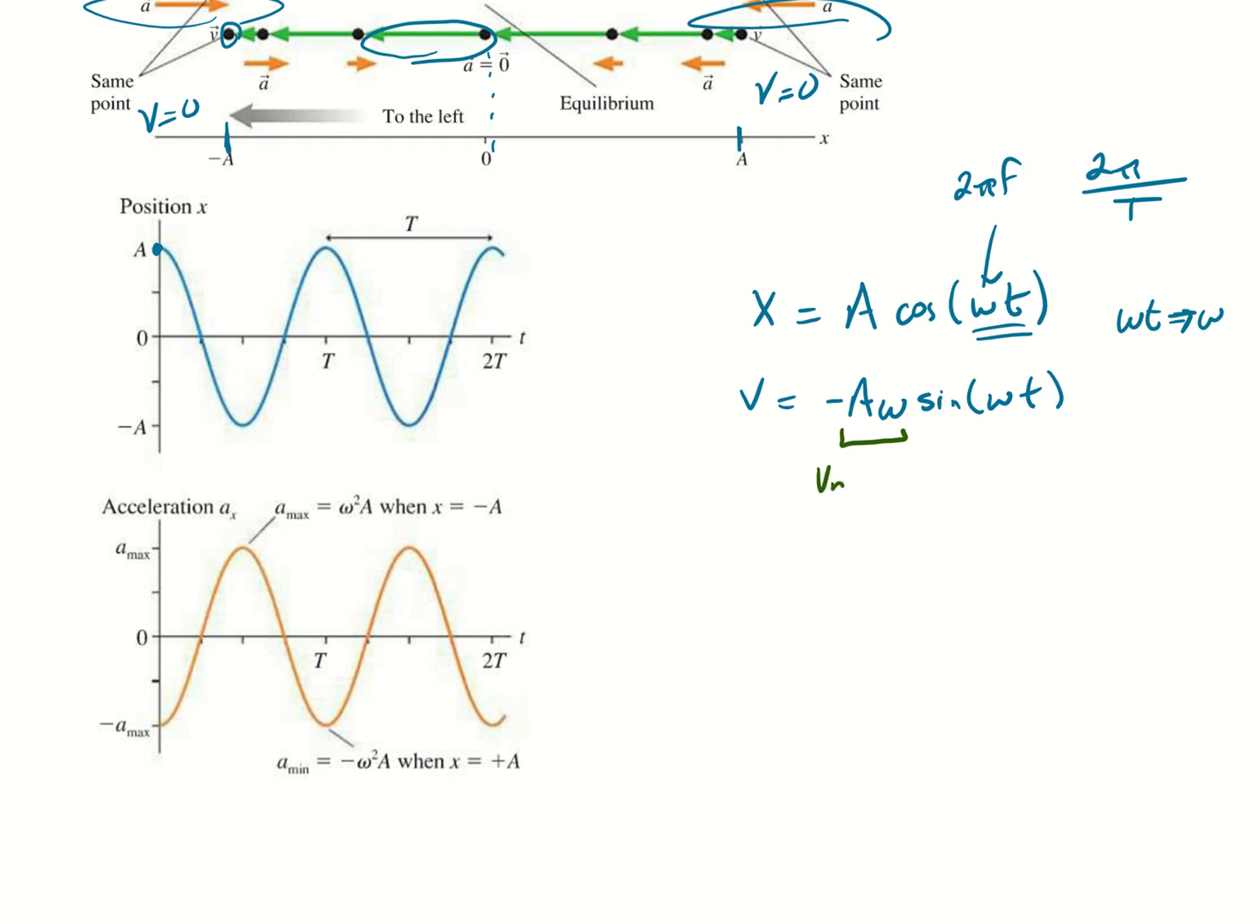If they're asking us to find the magnitude of the maximum velocity, we could simply do that with A times omega. If I take this a step further to find the acceleration, which is what they've done here for this graph, the acceleration function would be the second derivative, which would simply be negative A omega squared, and then back to cosine of omega t. We just do that derivative one more time. Sine becomes cosine, and it stays negative because it was already negative.